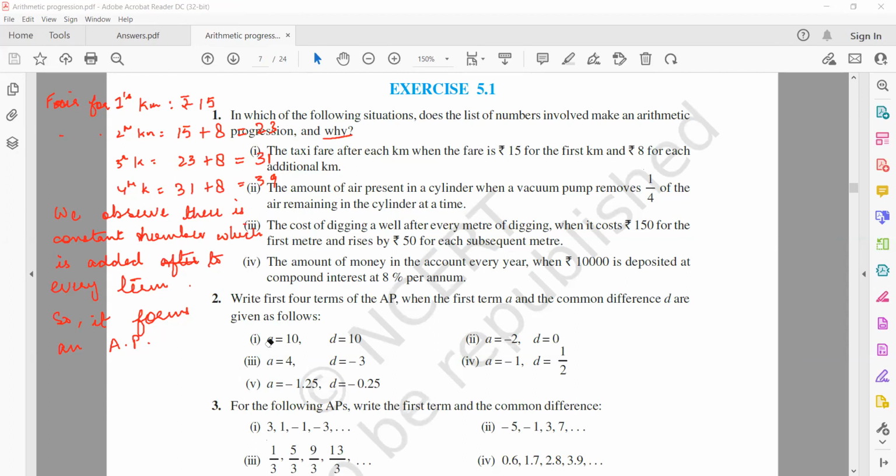Yes, ma'am. Okay. So let's come to the second one. The amount of air present in a cylinder. Okay. When you have to form a list of this amount. All right. Okay. When a vacuum pump removes 1/4 of the air remaining in the cylinder at a time. Let me use my whiteboard for it.